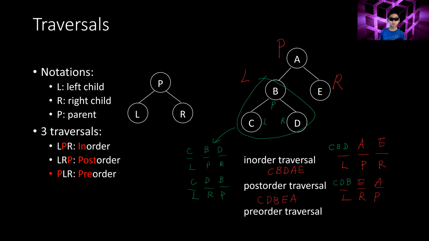Lastly, let's try the pre-order traversal. The pre-order traversal follows the order P, L, and R. We know P is A, R is E. Now we work on the left subtree recursively, following the order P, L, and R again. We have B, C, and D. Fill the output to the original tree. The complete traversal is A, B, C, D, E.